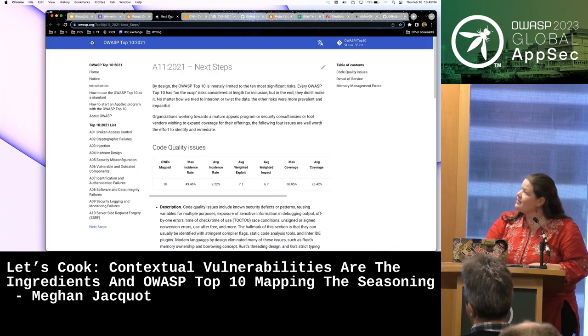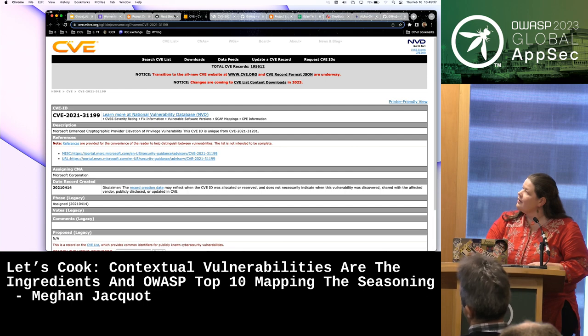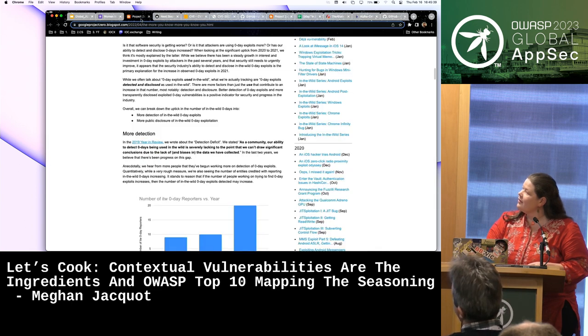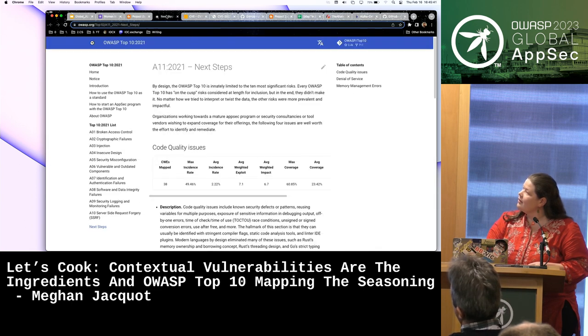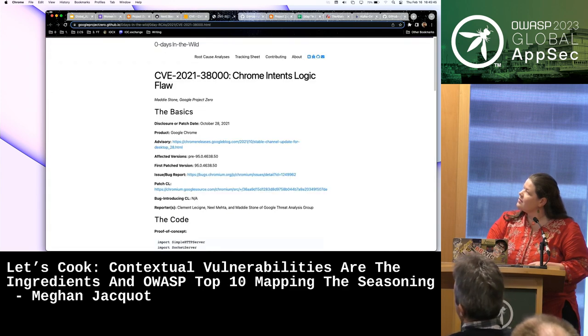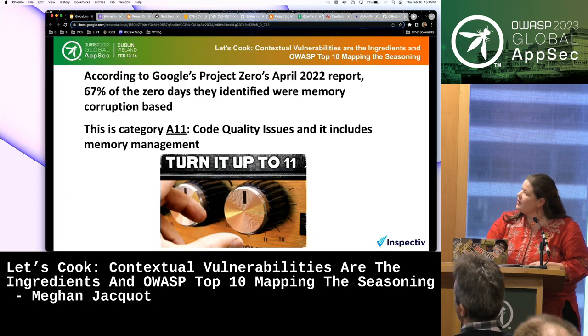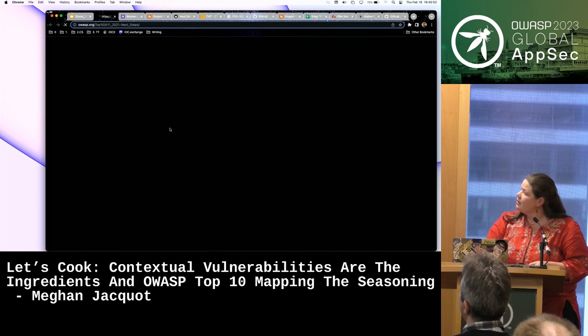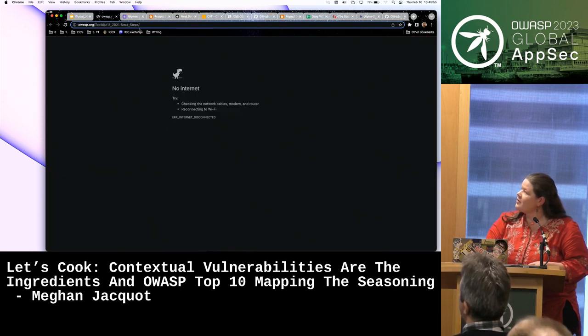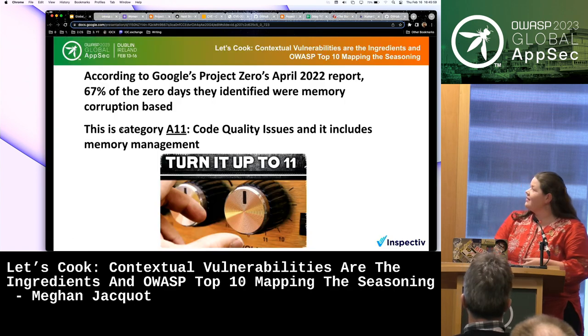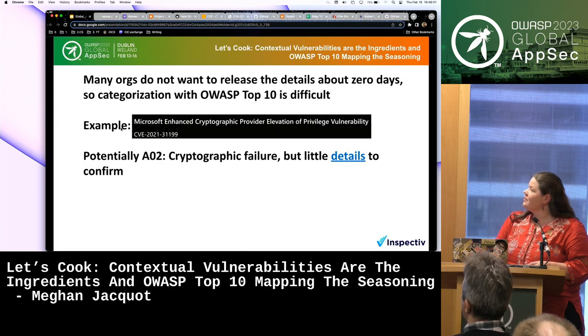Let's see if I correctly tab. Nope, too far. Okay. I will just fresh open that. Oh, I will not fresh open that. No. I was wearing my dinosaur tomorrow.